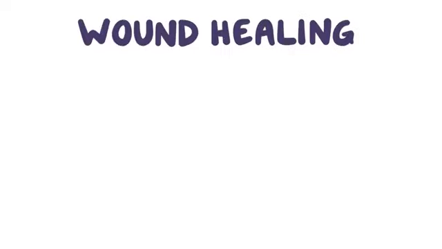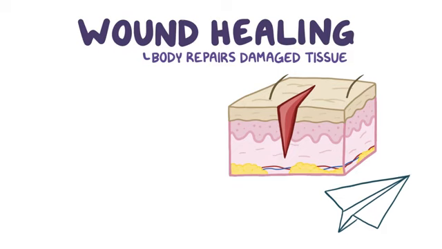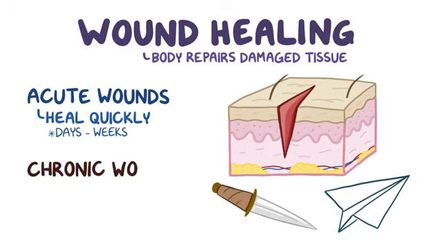Wound healing is the process where the body repairs damaged tissue after any traumatic injuries, anything from a paper cut to a stab wound. Acute wounds heal up quickly over days to weeks, whereas chronic wounds like bed sores, foot ulcers, or infections can persist for months.